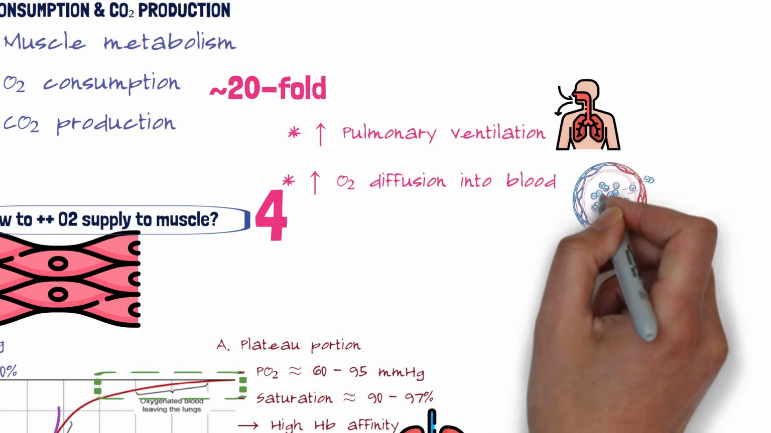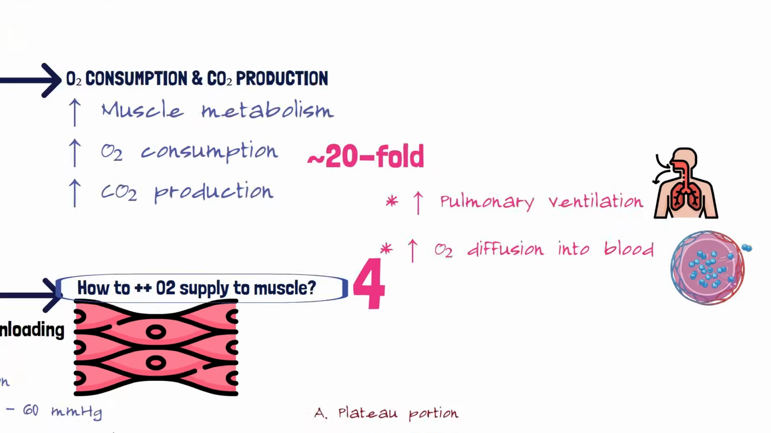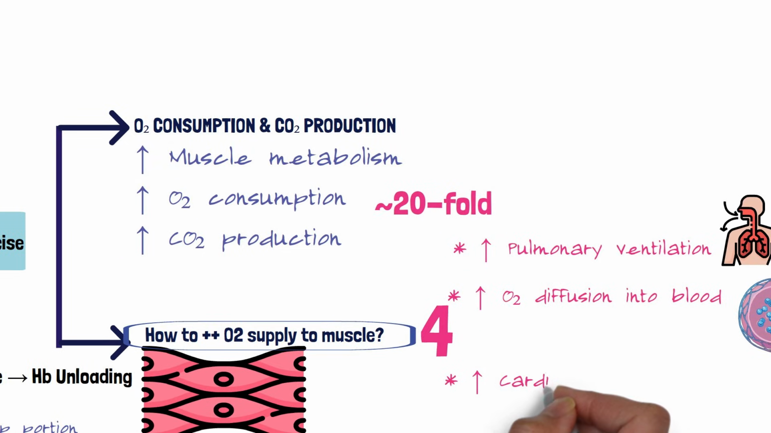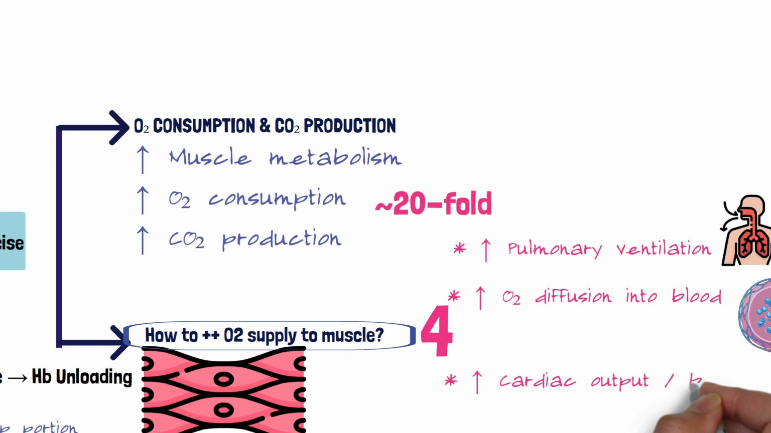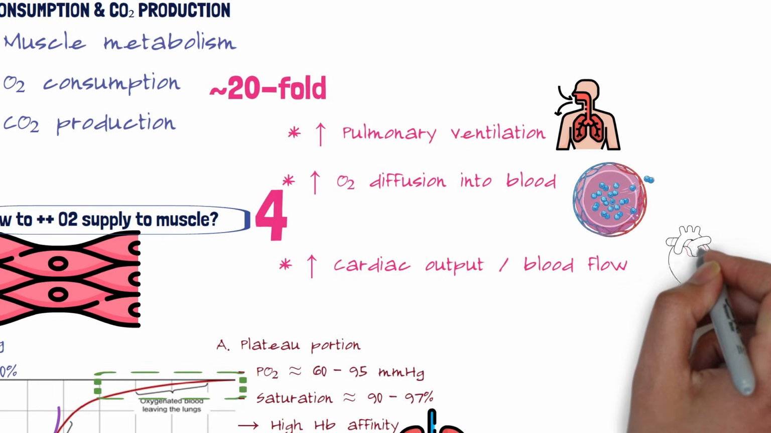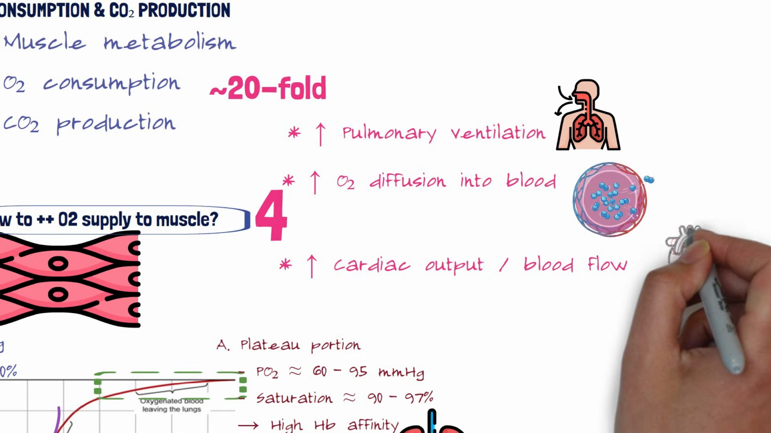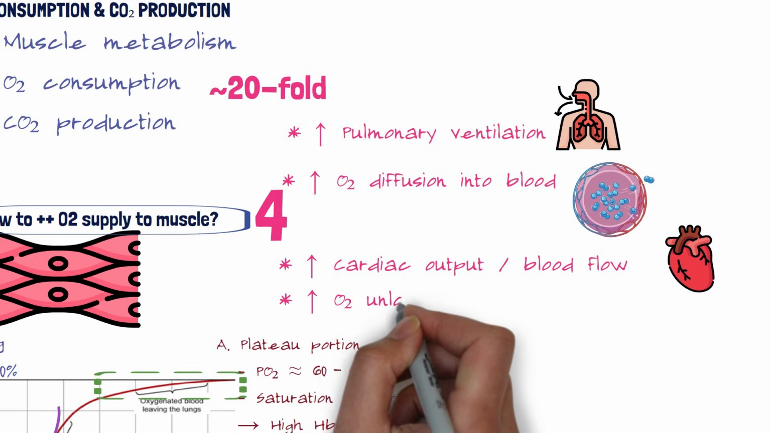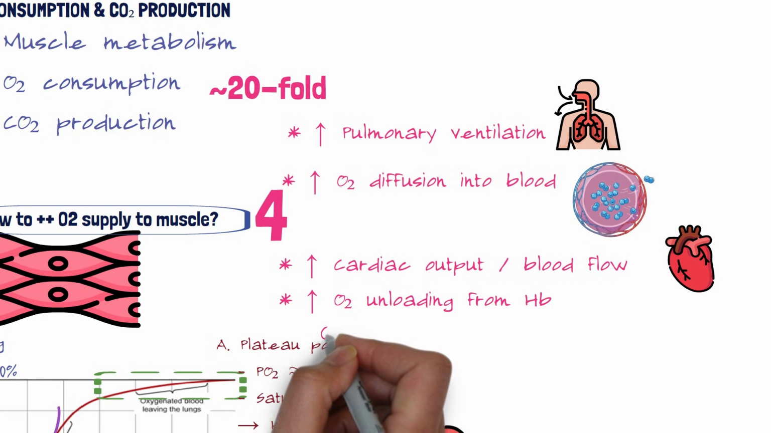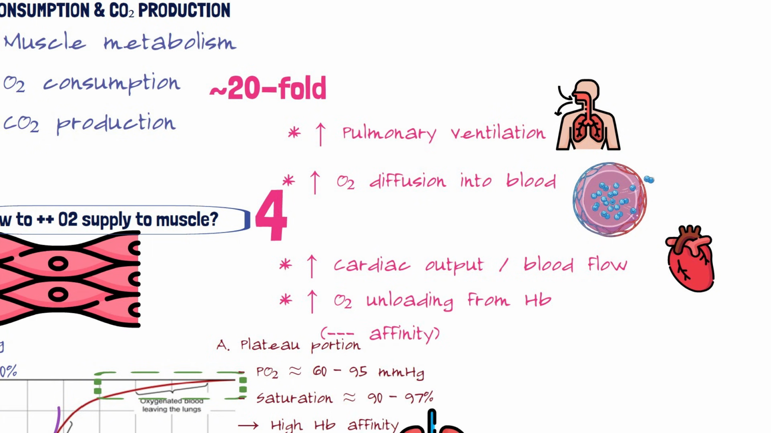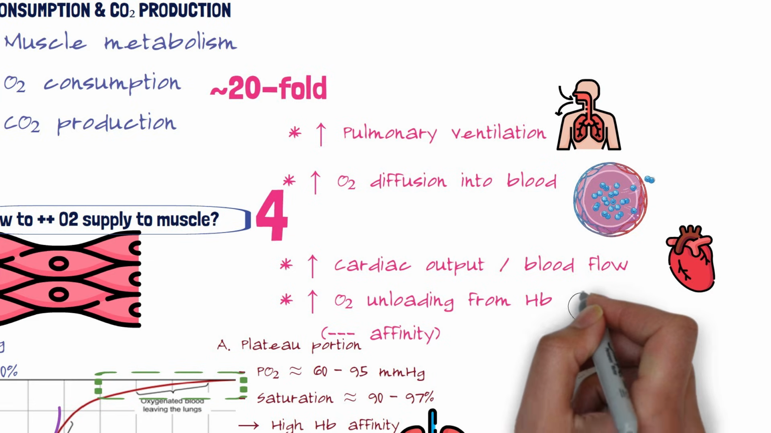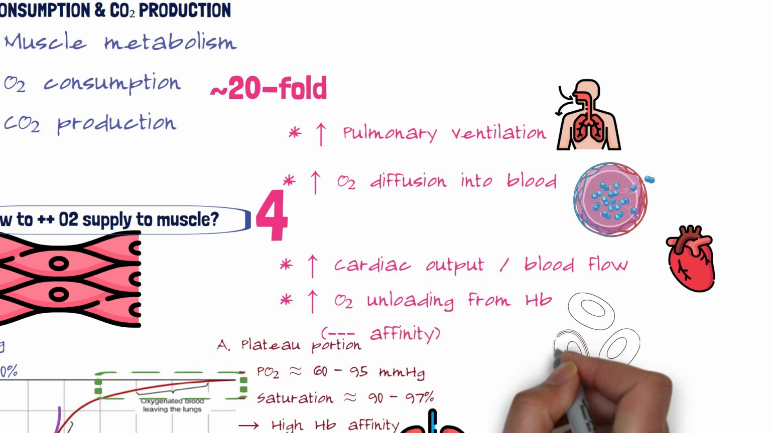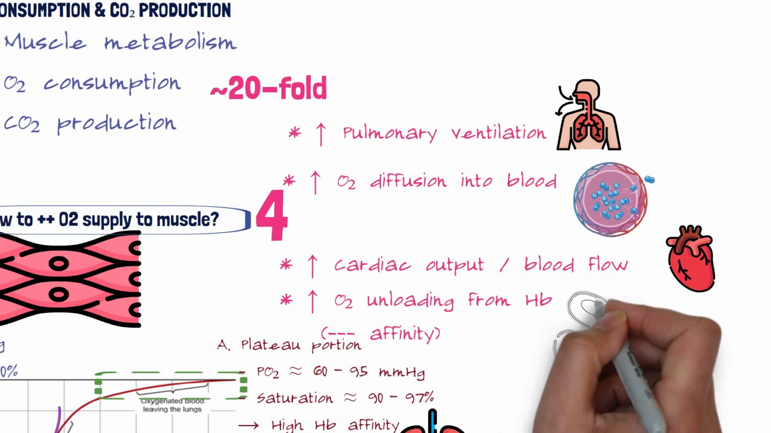Third, to increase the cardiac output and blood flow. Now the oxygen is in the blood but still needs to be transported, so increasing the cardiac output and flow will deliver more oxygen to the tissue. Last, increase the oxygen unloading. Finally, the oxygen arrives at the muscle, so the hemoglobin needs to let go of the oxygen, and this is through decreasing the hemoglobin affinity.